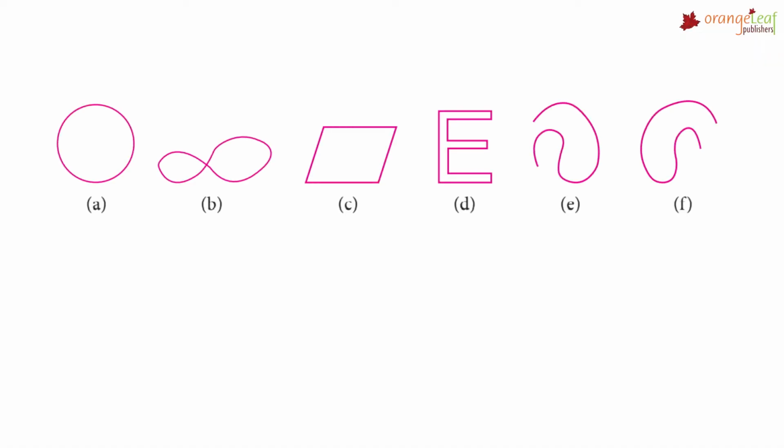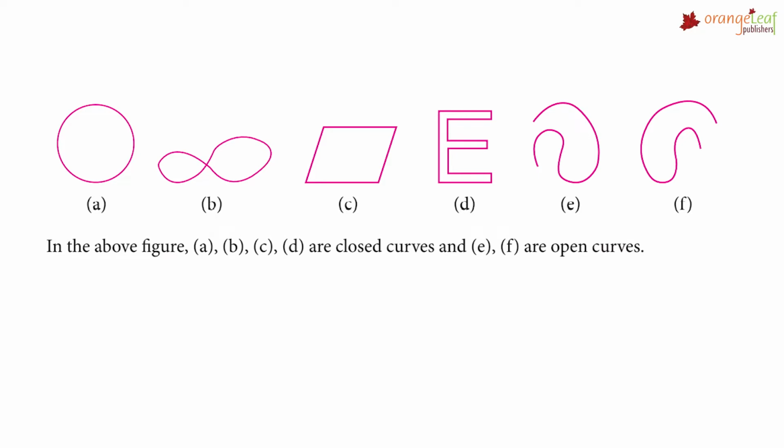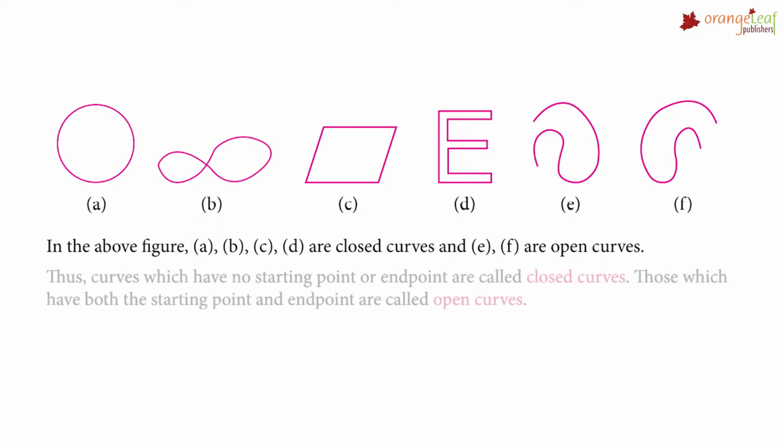Now, have a look at these figures. Here we have figures A, B, C, D, E, and F. Figures A, B, C, and D are closed curves, and E and F are open curves. Curves which have no definite start or end point are called closed curves, while the curves that have both a starting and ending point are called open curves.